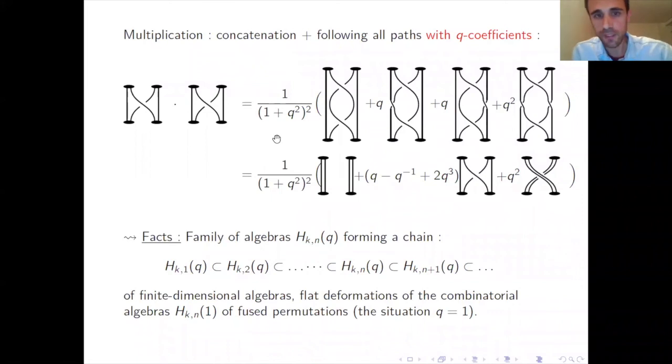So at the end, we have the following objects. We have a family of algebras. So this defines well-defined algebras. So we have a family of algebras depending on n. N is the number of dots here. Here it's 2. And they form a chain of algebras. So they are obviously included one into the other, like this. They are finite dimensional algebras, but more than that, they are actually flat deformations of the combinatorial algebra of fused permutation.